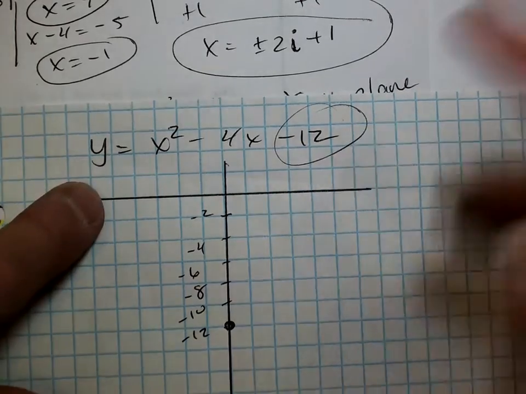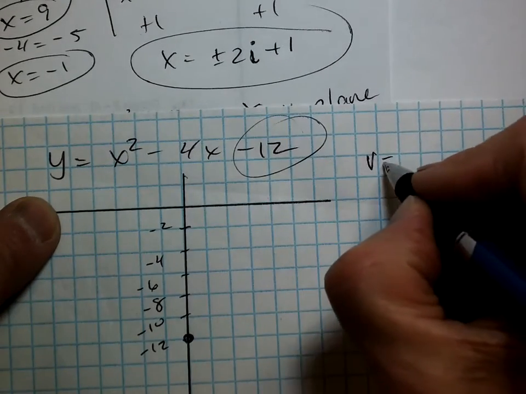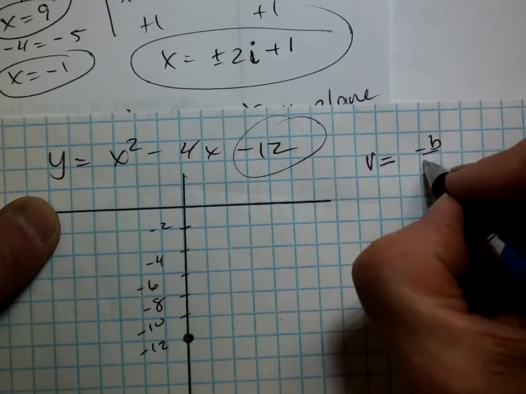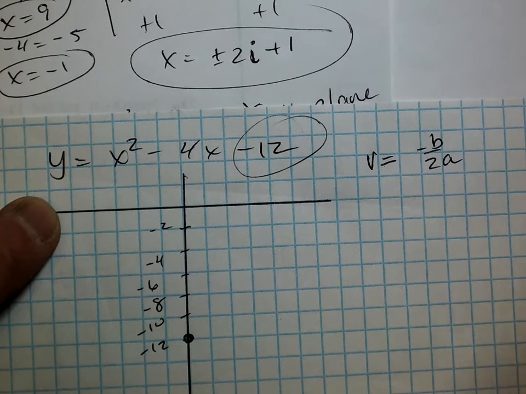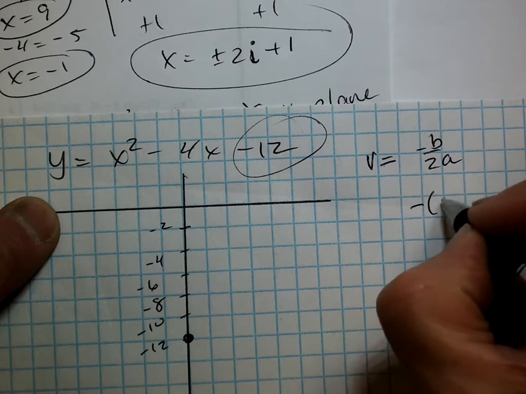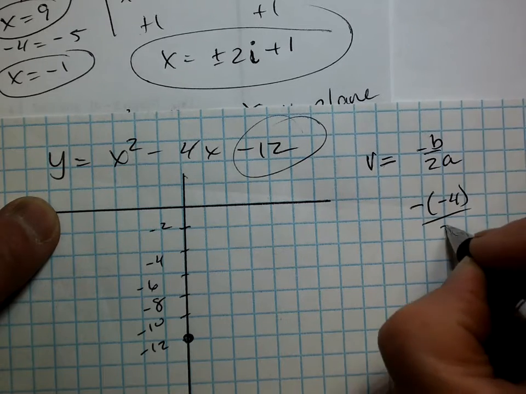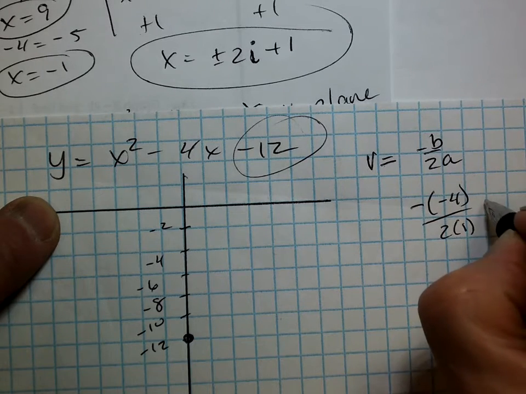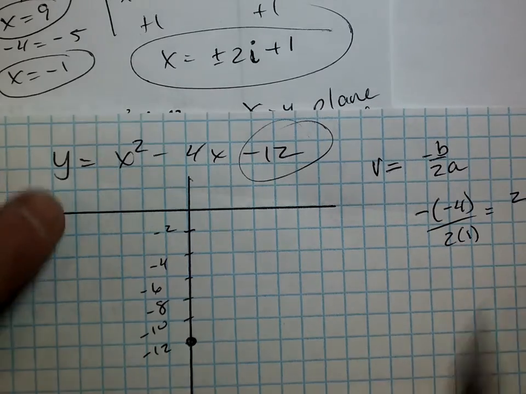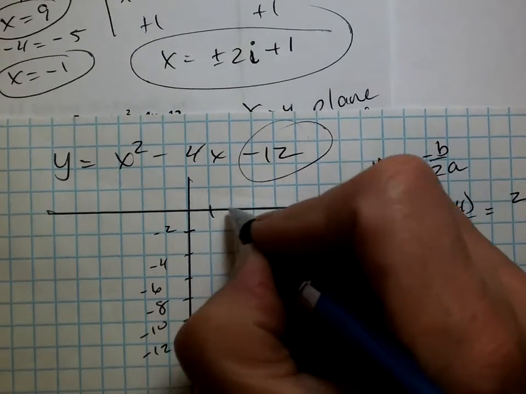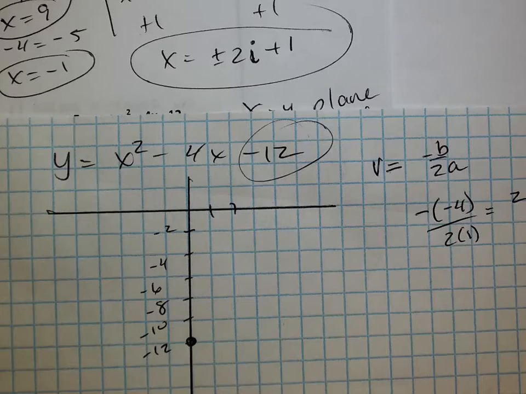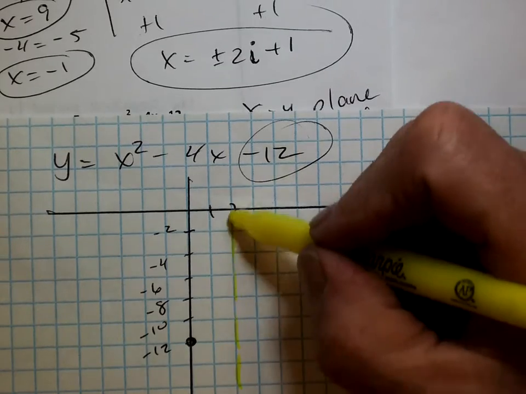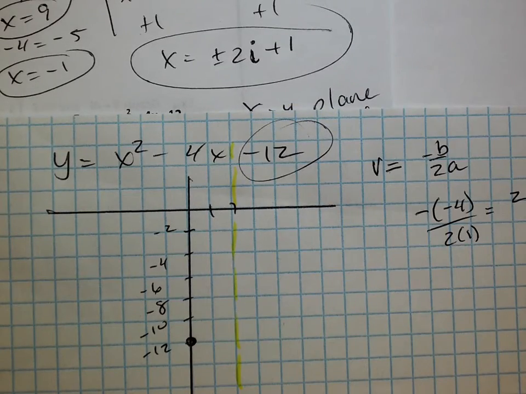My vertex, let's find my vertex with negative b over 2a first, or my line of symmetry, really, which is negative, a negative 4 over 2 times 1, 4 over 2, which is 2. So I got a line of symmetry at 2. Okay, line of symmetry at 2. To find its vertex, we have to find the corresponding y value.